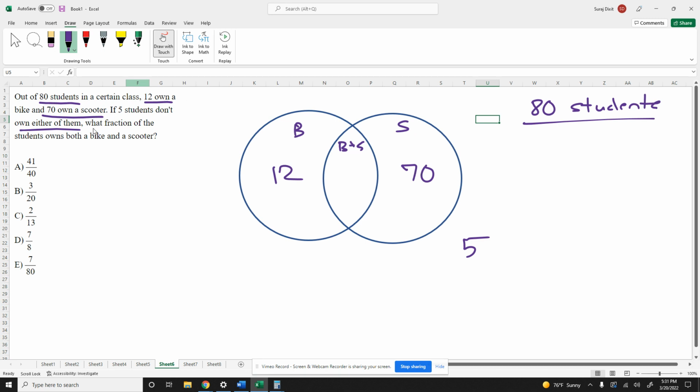What fraction of the students own both a bike and a scooter? Okay, this one's not that bad because you can just do 80 minus 12 minus 70 minus 5.